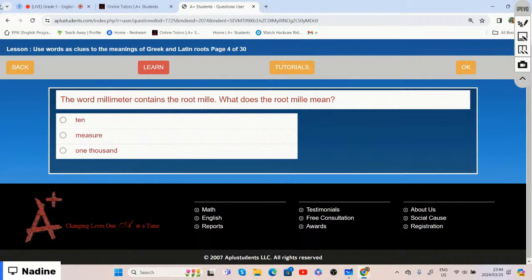Because if we said centimeter contains basically 100, there are 100 centimeters in a meter, so it is a 100th of a meter. So now millimeters, how many millimeters to a meter?